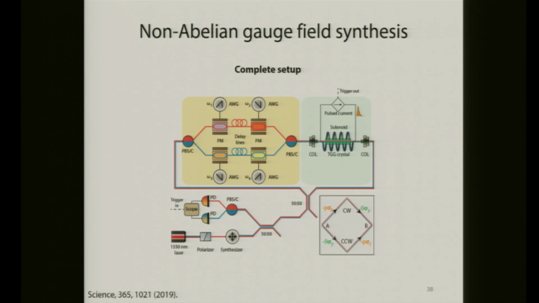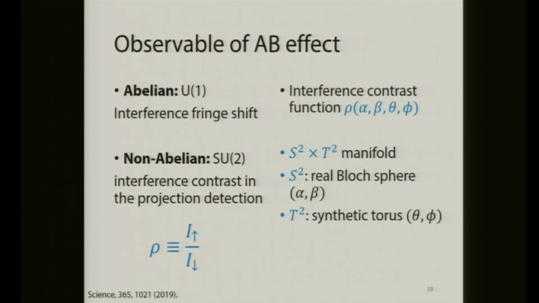So in the complete setup, we combine the two ends of these elements to form a Sagnac interference, and we do a projection detection in the linear basis by doing this intensity projection. And the measurement of the intensity is triggered by the pulse current in our magnetic field generator, which ensures that the measurement is done for the time when the magnetic field is maximum. Okay? So based on this measurement, we can define the observable of the AB effect.